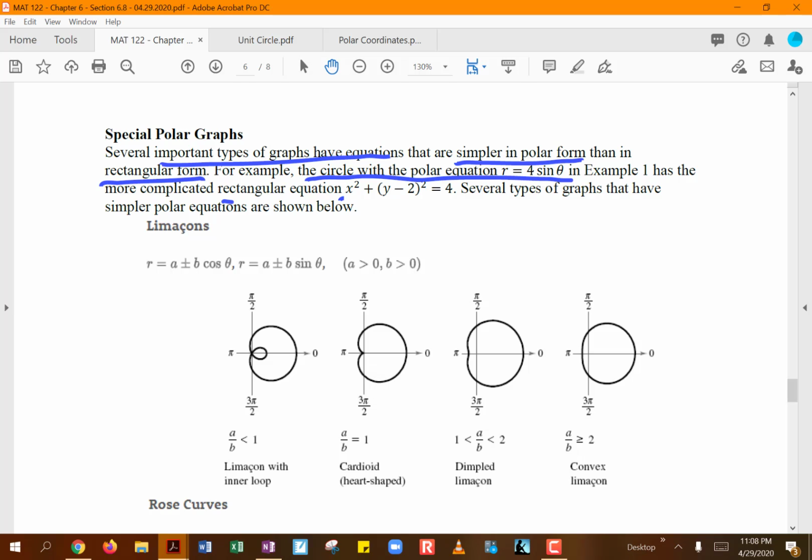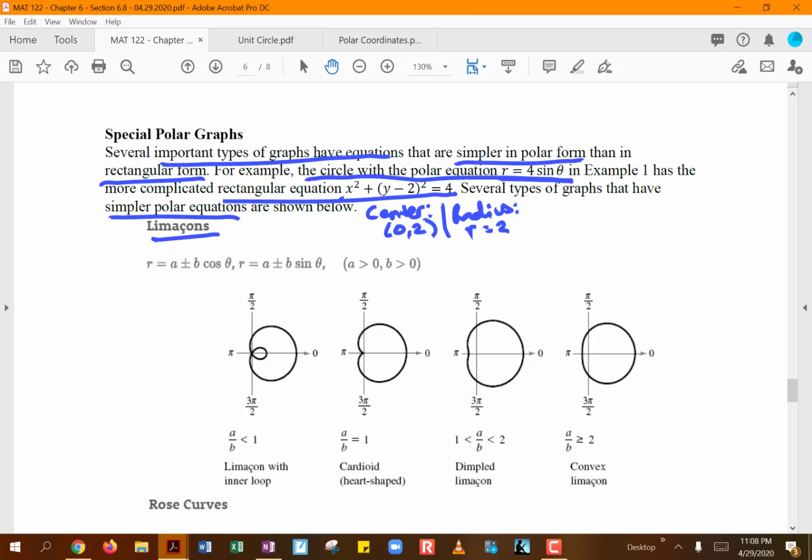If we converted that into our rectangular equation, it came out to be x squared plus (y minus 2) squared equals 4, which would of course give you a center of (0, 2) and a radius of r equals 2, and then your polar equation for that is 4 times sine of theta. So they are saying for a lot of these types of graphs, it would be easier if you had the simpler polar equation instead of a rectangular equation, basically.